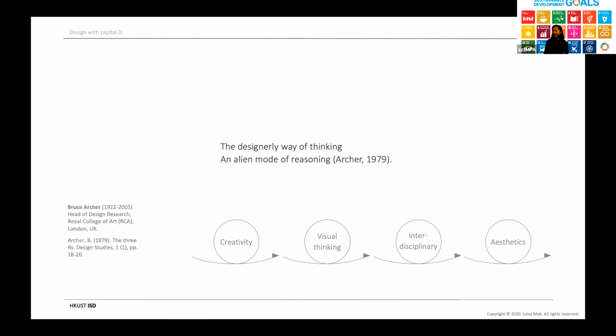So it looks like design is unreasonable because we are crazy, we are too creative, but actually we use both sides of our brain. On one side we are being reasonable, we analyze, and on the other side, we are creative. But even so, there are also design methods to guide the students, just like the Bauhaus School.